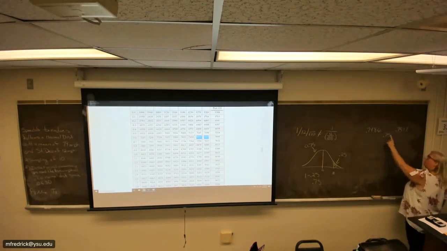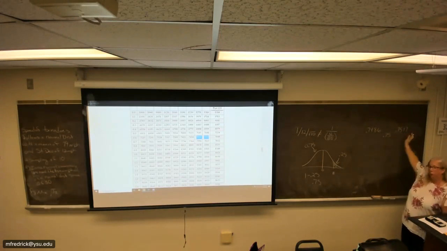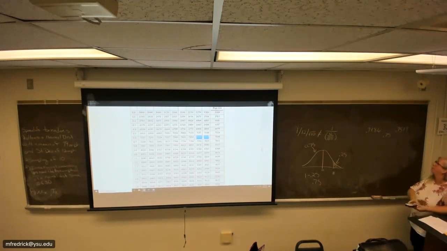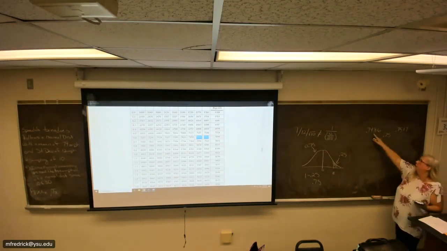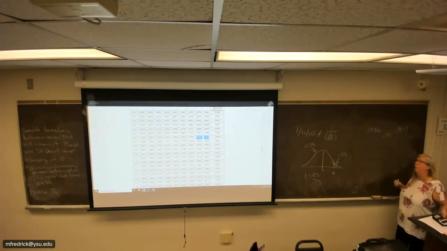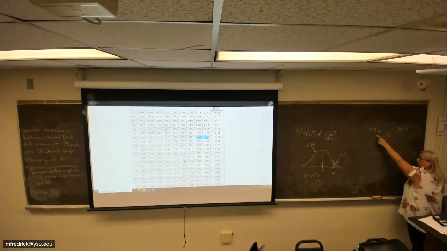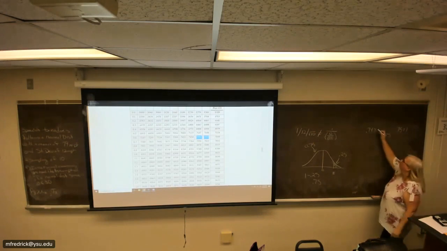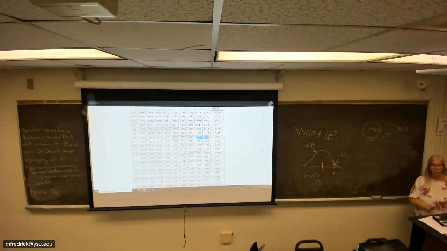So since it's in between, you need to decide which one it's closest to. If it is right in the middle, go with the larger one. It's closer to this one. Because if I subtract these, I get 0.0014. This one would be 0.0017, so it's closer to this one. Any questions on that part?